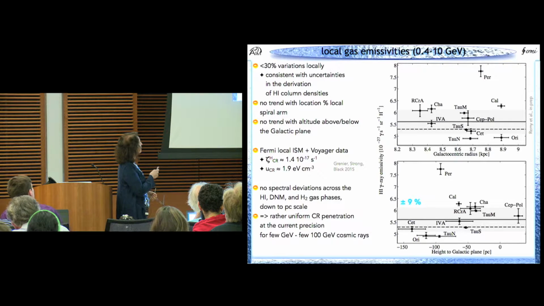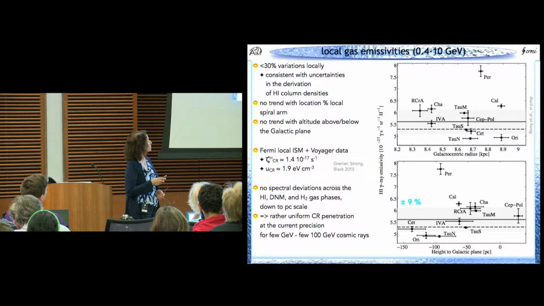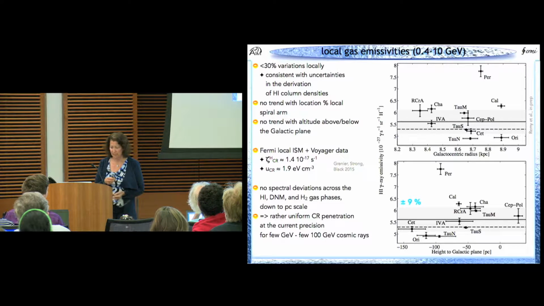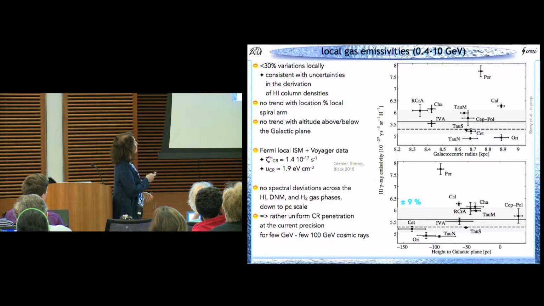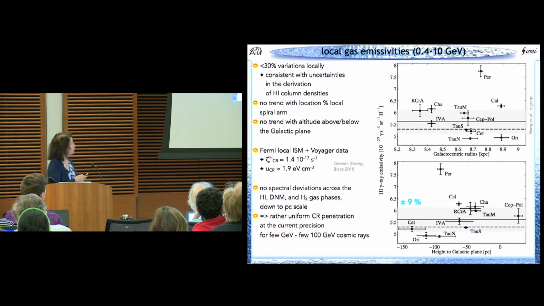Anyway, so we believe we understand the cosmic ray density in the local interstellar medium, which for interstellar people is useful, is that it corresponds to something like 10 to the minus 17 per second in terms of cosmic ray ionization rate, and an energy density near 2 electron volts per cubic centimeter, if you use Voyager plus our gamma ray measurements.